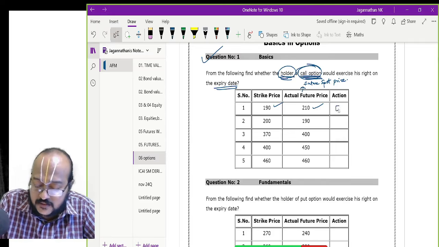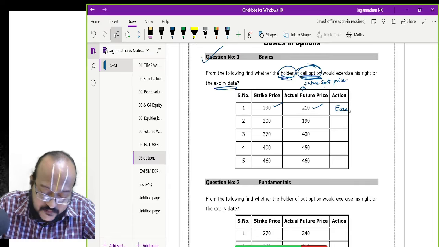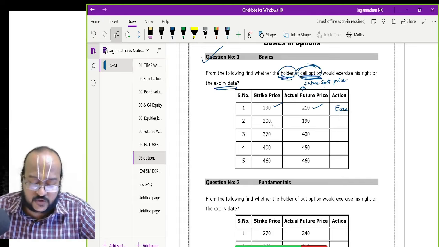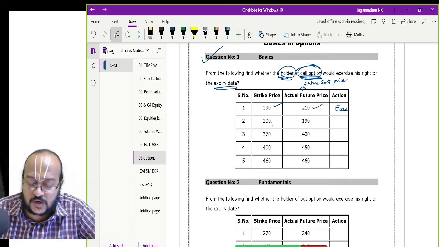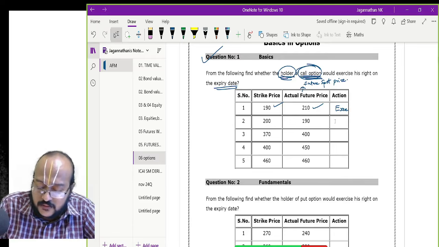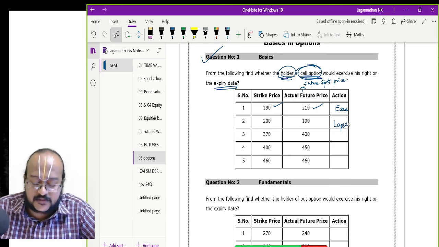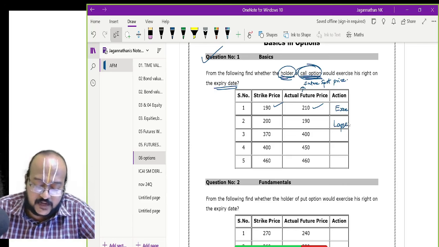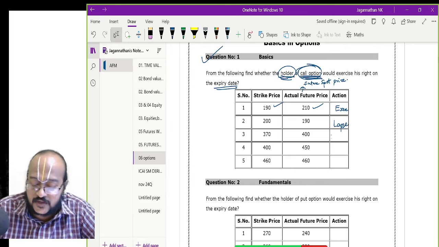Exercise. E in call is exercise, L in call is lapse. Next, strike price is 200, actual share price is 190. Will you exercise as a holder of call option? No. Lapse. Come to the third one. Strike price is 370, actual price is 400. 400 worth of shares is exercisable at the price of 370. Will you exercise? Yes.